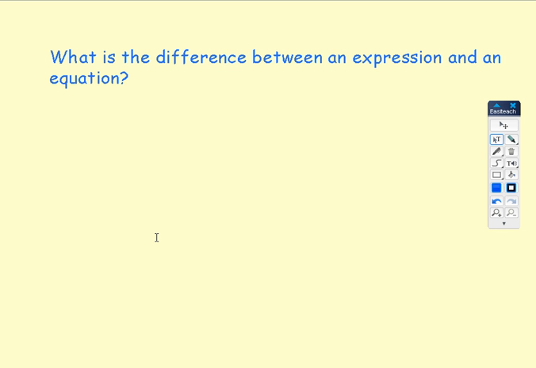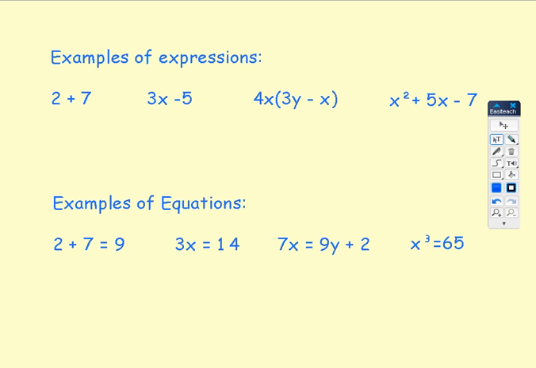Okay, let me give you some examples, and I'd like you to write some of these examples down. Examples of expressions: 2 plus 7, 3x minus 5, 4x times 3y minus x. You get the idea. Examples of equations. Notice they have equal signs. 2 plus 7 equals 9. It's an equation. 3x equals 14. That's an equation. Okay, so pause, write those down, please.